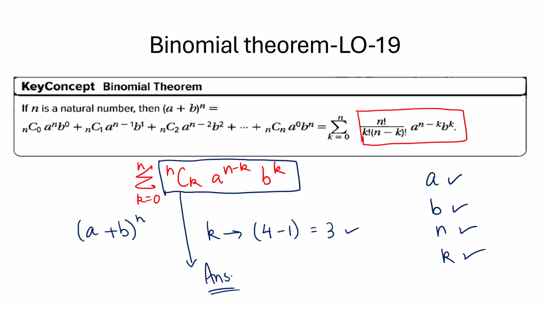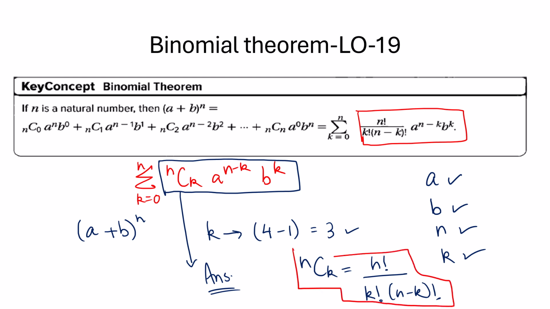Use nCk, a to the power n minus k, b to the power k, and multiply all of these together, and you will get your answer. Also remember, the formula for nCk, the combination, is n factorial over k factorial multiplied by n minus k factorial. Definitely you can use your calculator for shortcuts, but this combination formula you need to remember. Put the correct values, and let's now see how we solve the question.